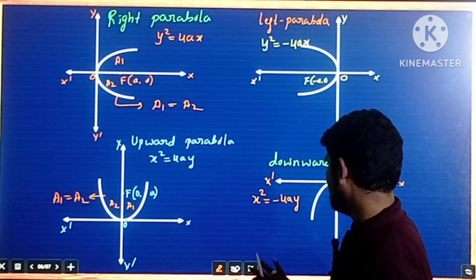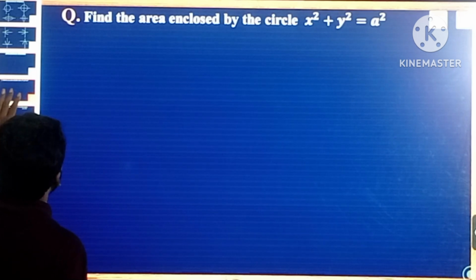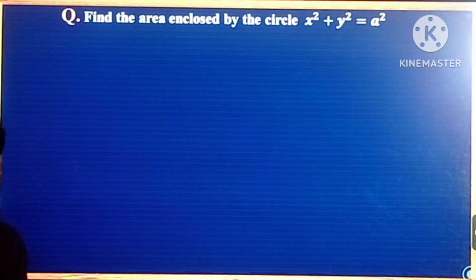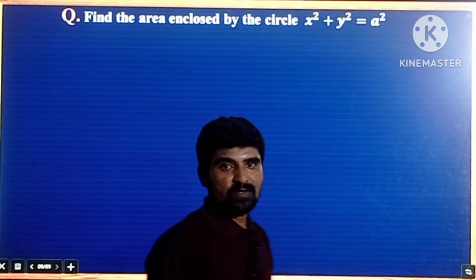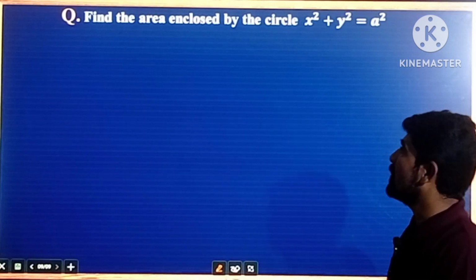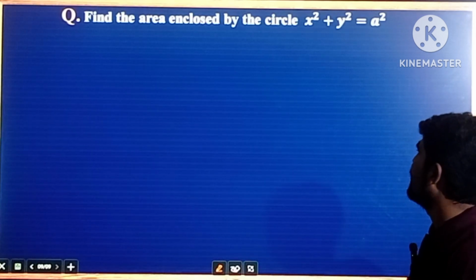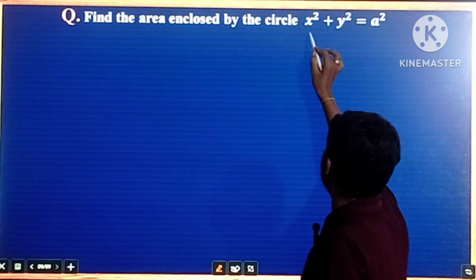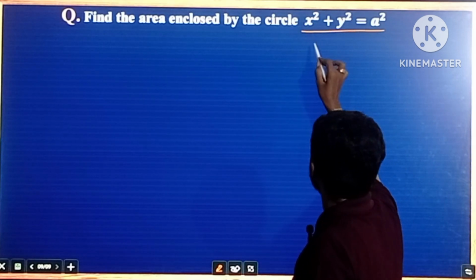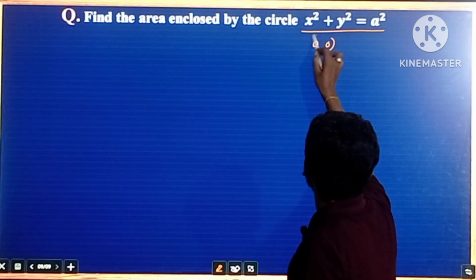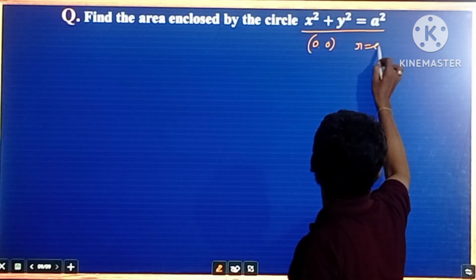And the first question is, find the area enclosed by the circle x square plus y square equals a square. The most important question for your board exam. So here the equation of the circle is x square plus y square is equal to a square. It means the center of the circle is origin and radius of the circle is a.